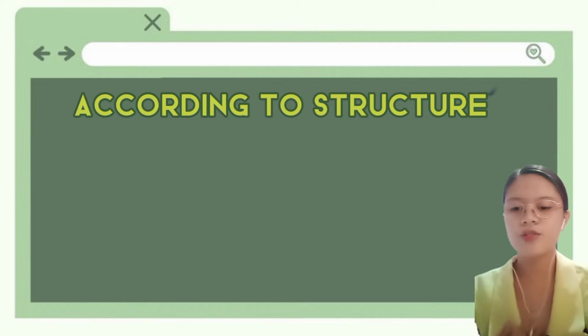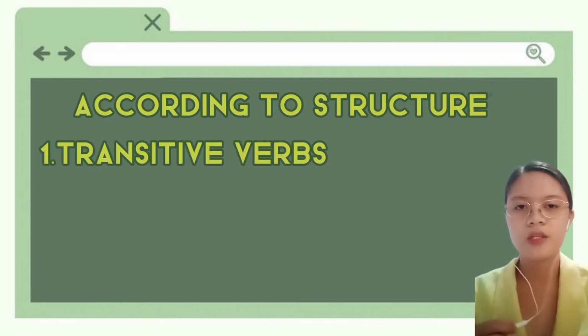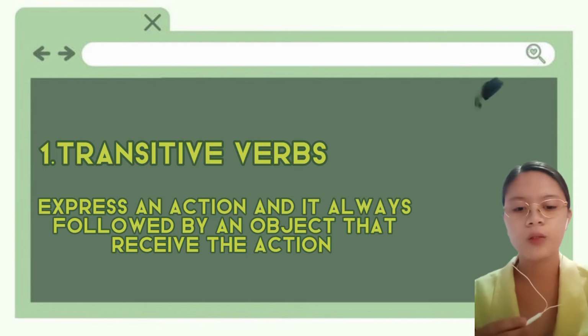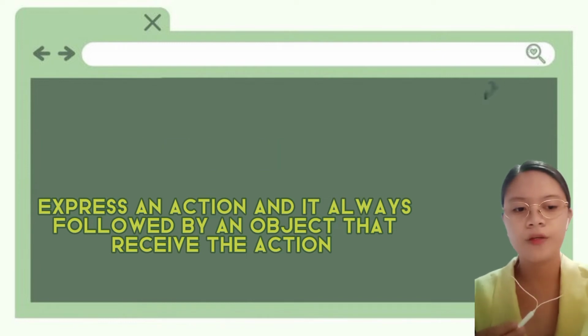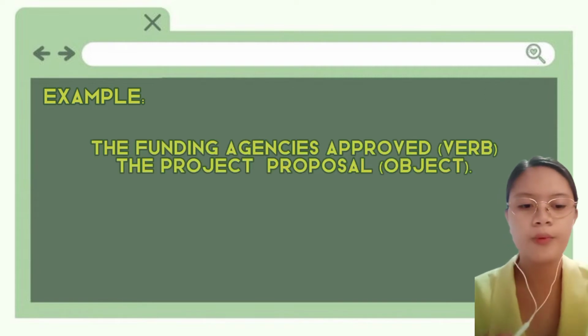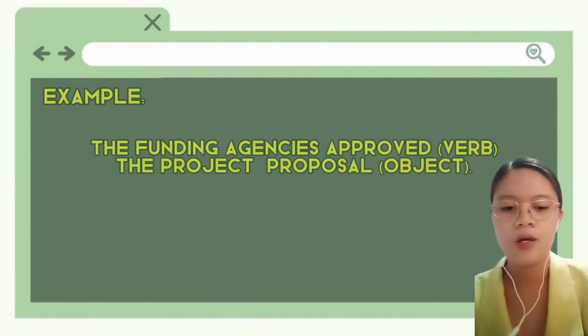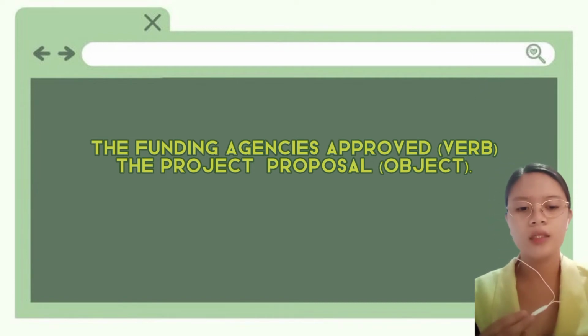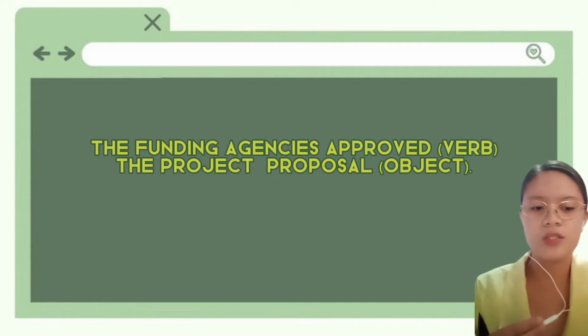And according to structure, number one is the transitive verb. It expresses an action and is always followed by an object that receives the action. For example, the funding agency approved the project proposal. In this example, an object answers the question who or what. So what did the funding agency approve? It is the proposal.